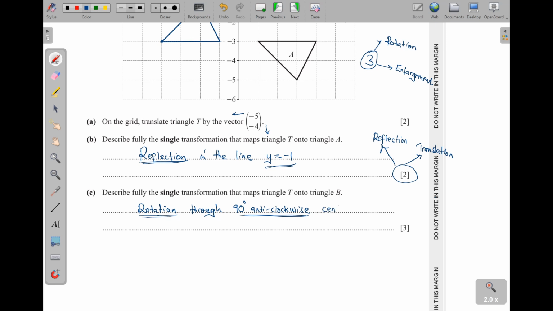Then center 0, 0, or you say center, the origin. So those are the 3 marks. If you don't say 90 degrees clockwise, it can be 270 degrees clockwise. So that's why it is very important to tell us whether it is clockwise or anti-clockwise, because when you rotate 90 degrees clockwise, it's not the same way you rotate 90 degrees anti-clockwise. You see that? All right.